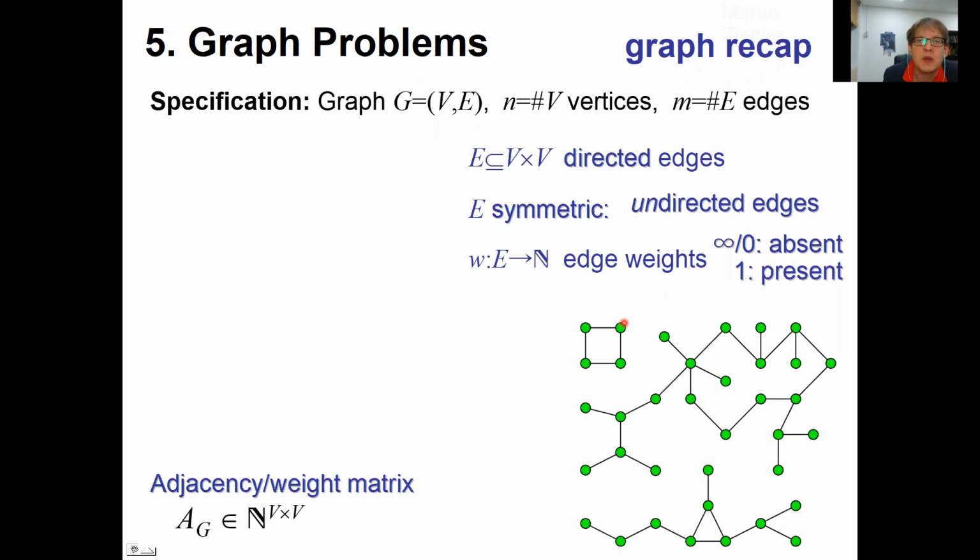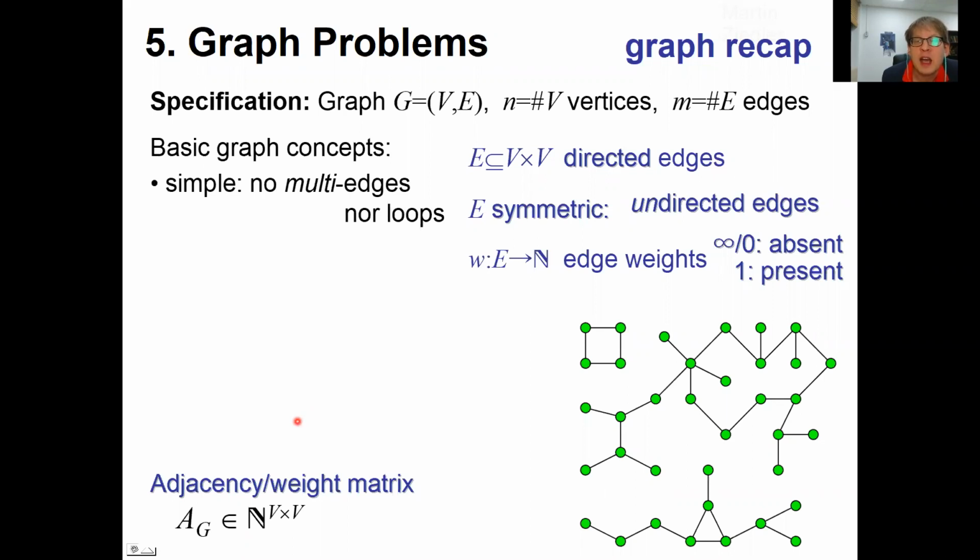We can represent both directed and undirected graphs as asymmetric or symmetric matrices. A symmetric adjacency matrix corresponds to an undirected graph. Yeah, a symmetric edge relation corresponds to a symmetric adjacency matrix, and a non-symmetric adjacency matrix corresponds to a directed graph.